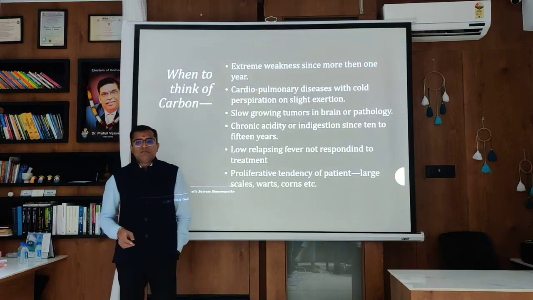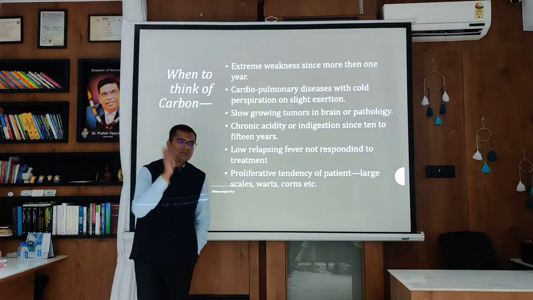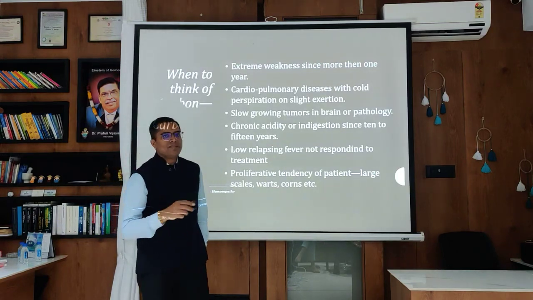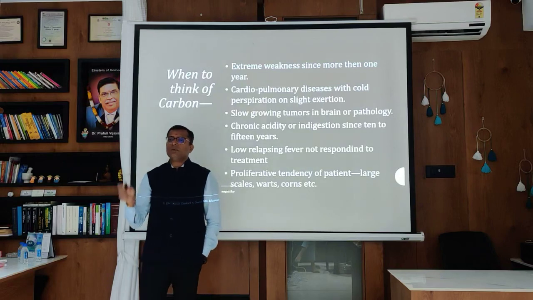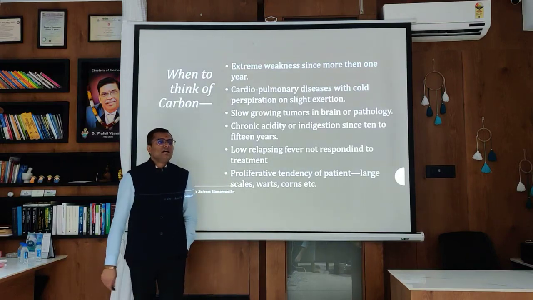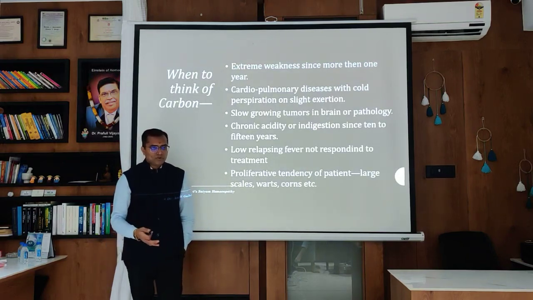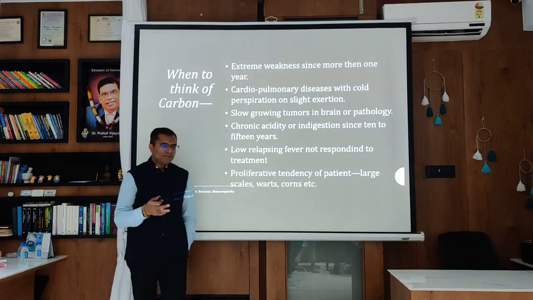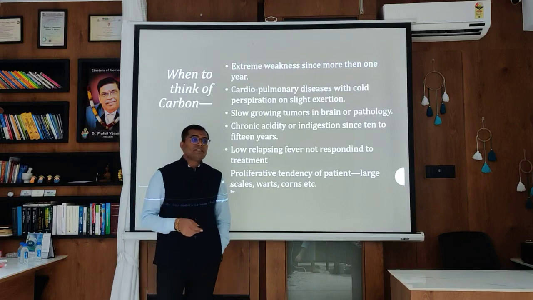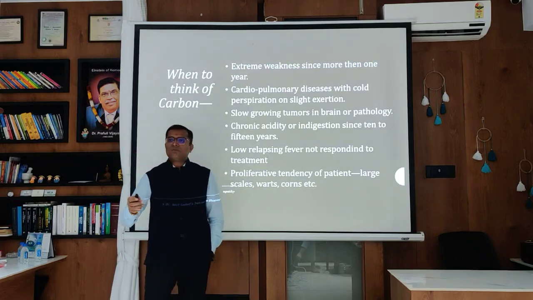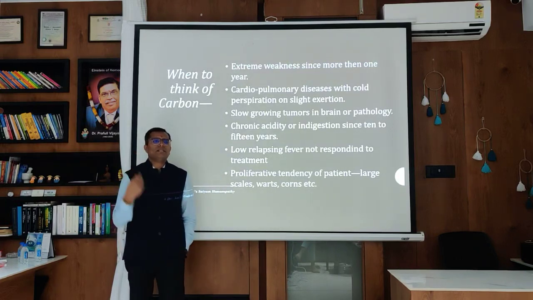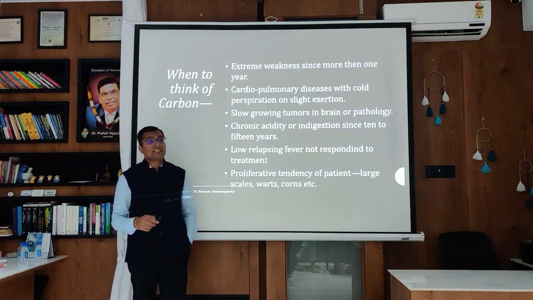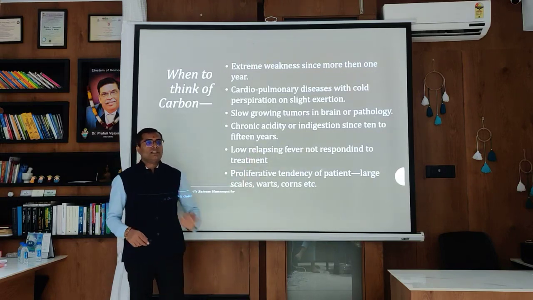Extreme weakness since more than 1 year. Most of the time, when we think of weakness out of proportion to illness, the first remedy thought is Arsenic alb. Second remedy, despair of recovery, weakness, soreness. But when there is extreme weakness since more than 1 year, say for example, 'Sir, after COVID I don't feel well, I just feel weakness.' This is extreme weakness since 1 year. You can think of carbon.